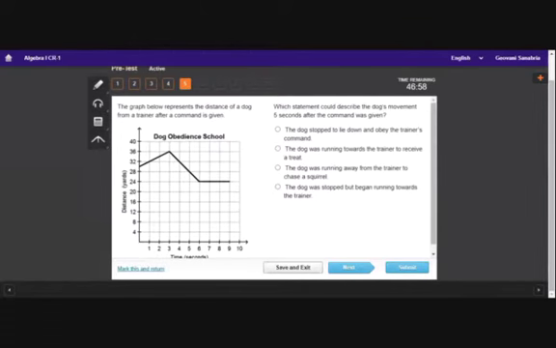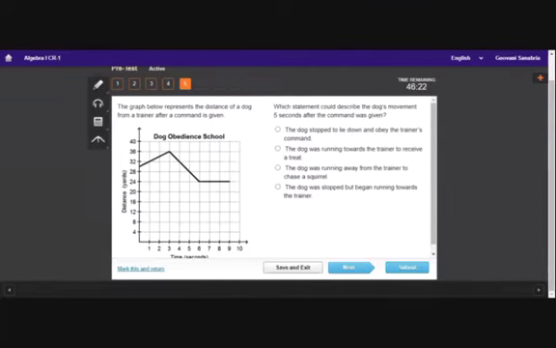The dog stopped and laid down because it's just staying there, right? It looks like that. But the dog was running towards the trainer to receive a treat. It could be. But it said 5 seconds after the command was given, so that's like halfway. The dog was getting closer. So the dog was maybe going closer to the trainer at 5 seconds, because the distance is decreasing.